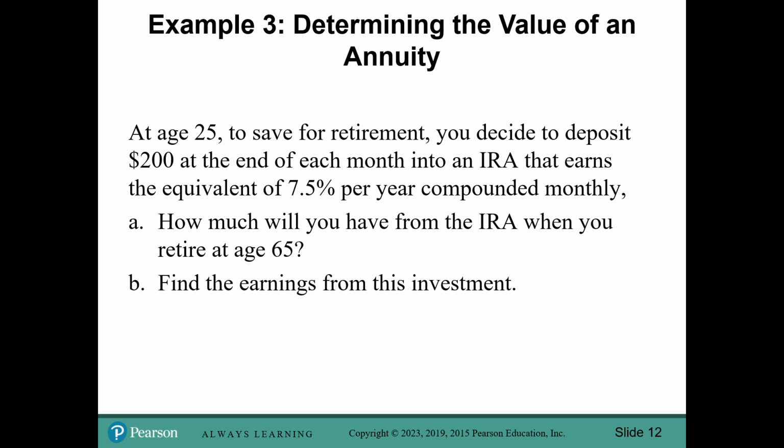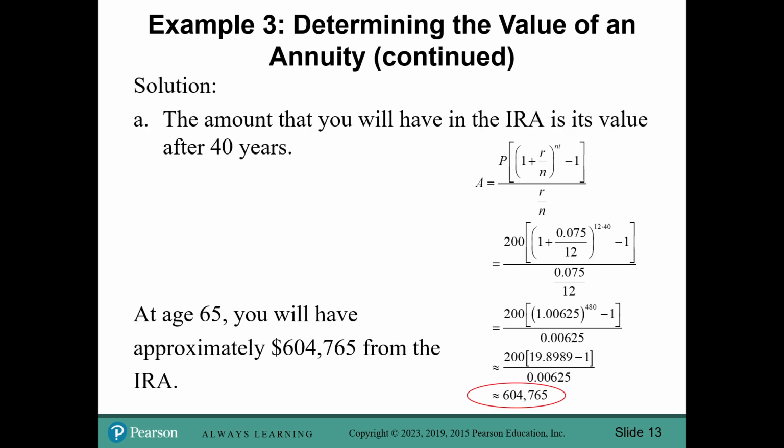Okay, so you're starting at age 25. You plan to retire at age 65. That's a difference of about 40 years. We're going to get a 7.5% return on it, and all we're doing is depositing $200 per month into that IRA. Note this isn't a yearly thing now, it's a monthly thing.